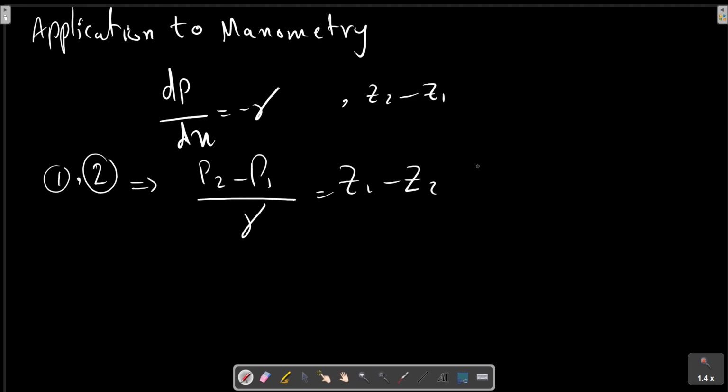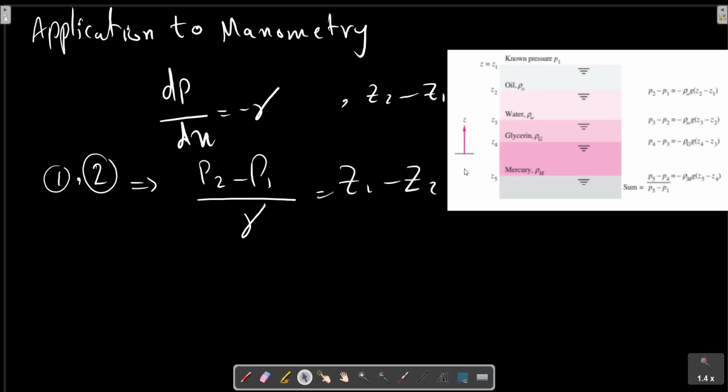Thus, a static column of one or more liquids or gases can be used to measure pressure differences between 2 points. Such a device is called a manometer. If multiple fluids are used, we must change the density in the formula as we move from one fluid to another. This figure shows the use of the formula with the column of multiple fluids. Consider this picture. The pressure change through each fluid is calculated separately.